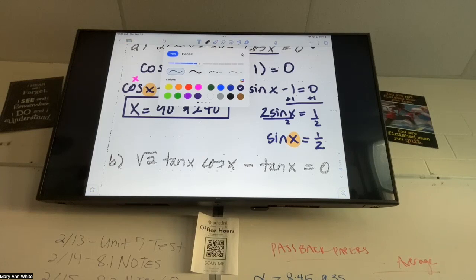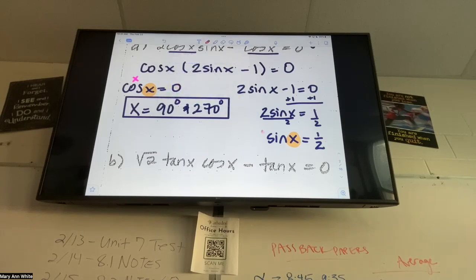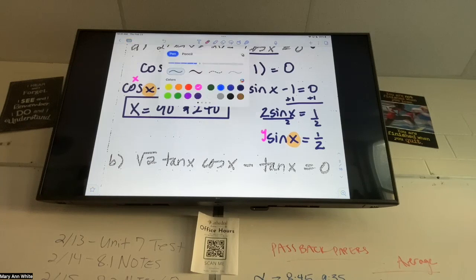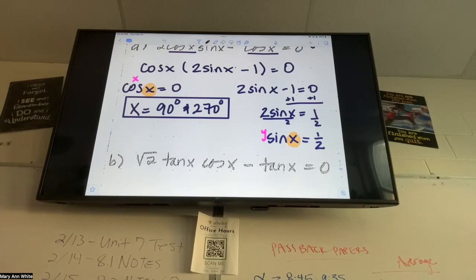Remind me, is sine x or y? Y. So now I'm asking myself, what angle has a y or a sine of 1/2? 30. 30 has a y of 1/2. Yes, I agree with that. Now, where else is there a positive 1/2 on our unit circle? What other quadrant is it? Quadrant 2. So then I want the 30-degree angle in quadrant 2. That's 150.